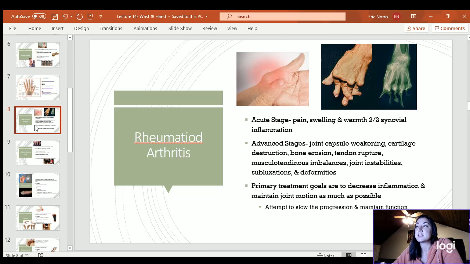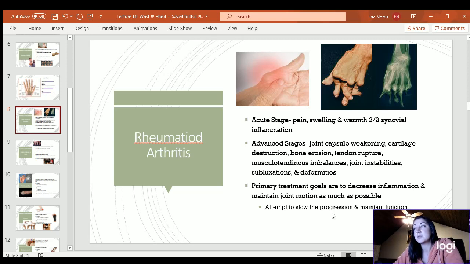And during these late stages, the joint capsule can become weaker, the cartilage is destroyed, the bone begins to erode, the tendons can rupture because of the swelling and inflammation over time getting so great. There can be some muscle imbalances, joint instabilities, subluxations. All these basically create these significant deformities seen in late stages of rheumatoid arthritis.